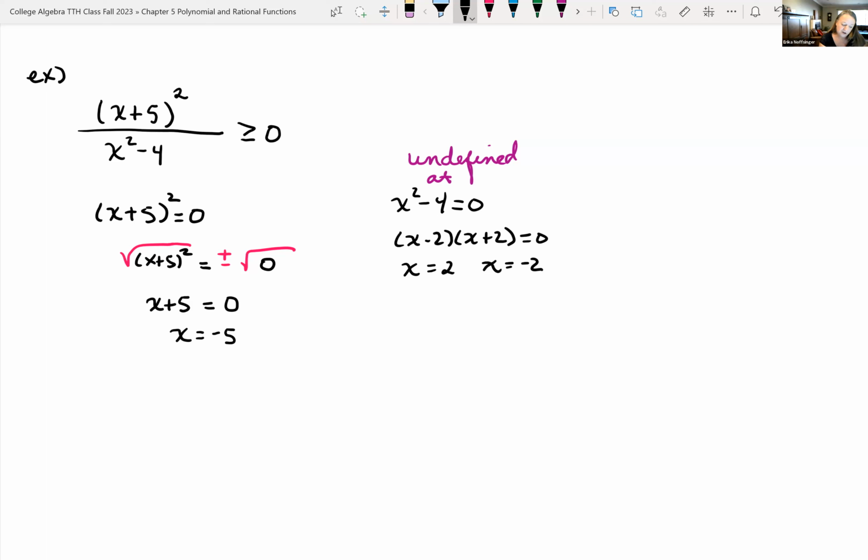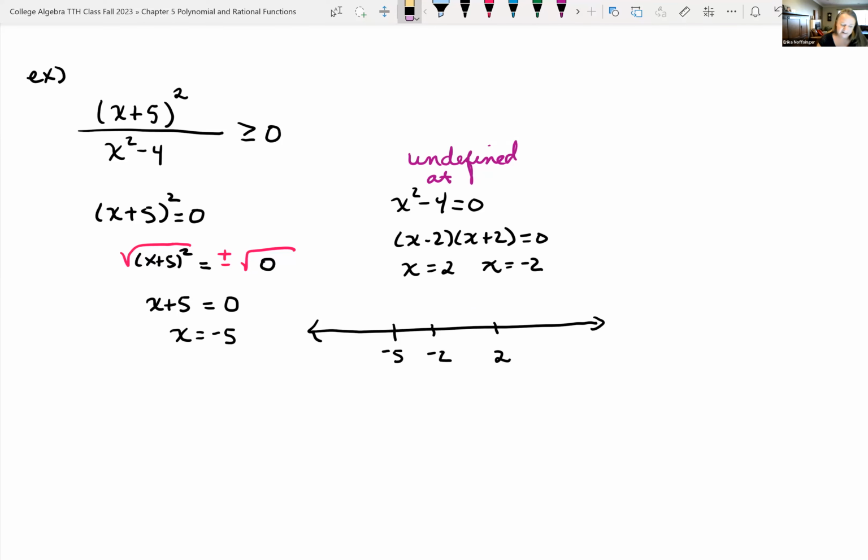Place our critical numbers, which we just found, on the number line. We have 3 critical numbers. One of them is defined, 2 of them are not defined. We have negative 5 is the smallest. Then we have negative 2. And then we have positive 2. So looking at this, I have 1, 2, 3, 4 different intervals I need to test.